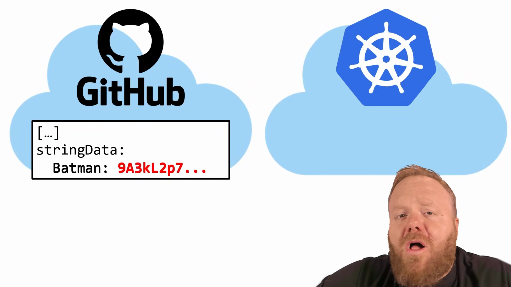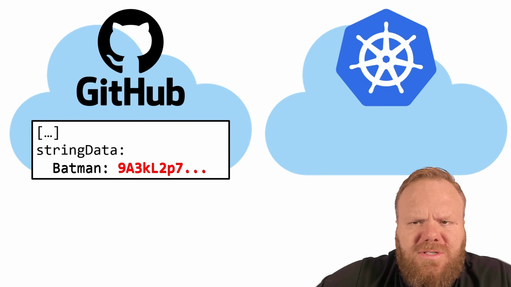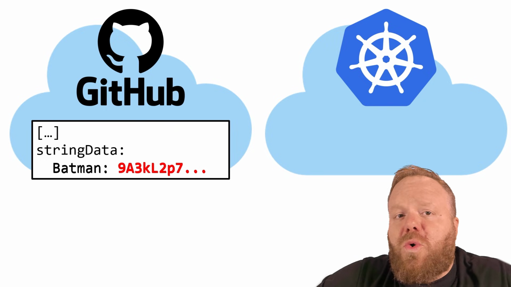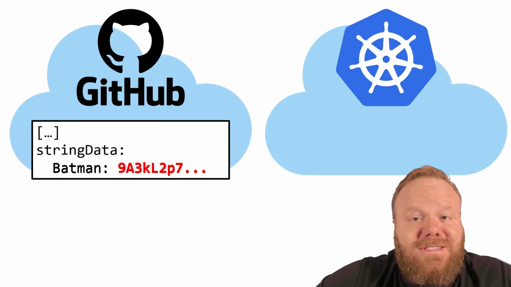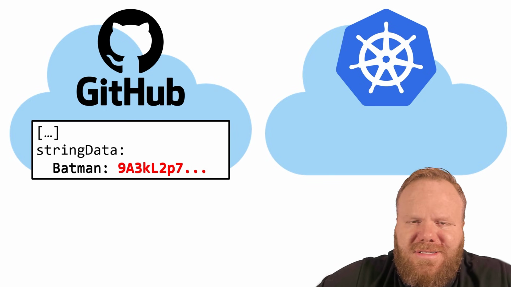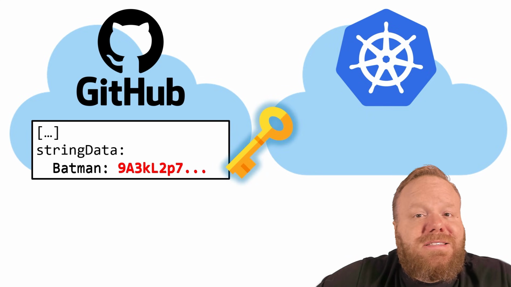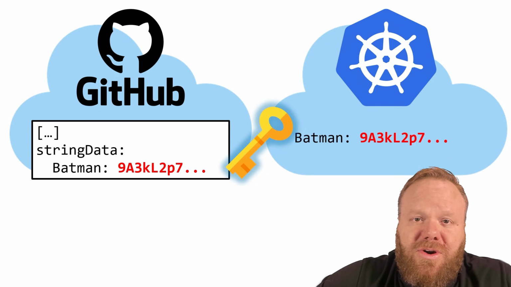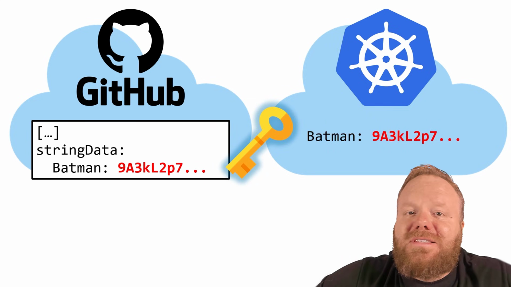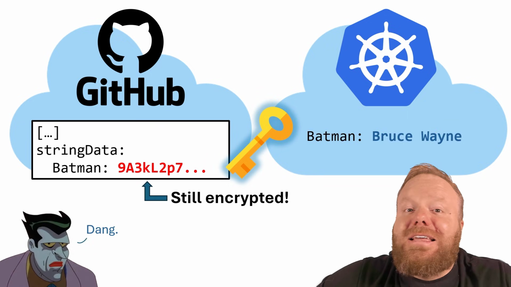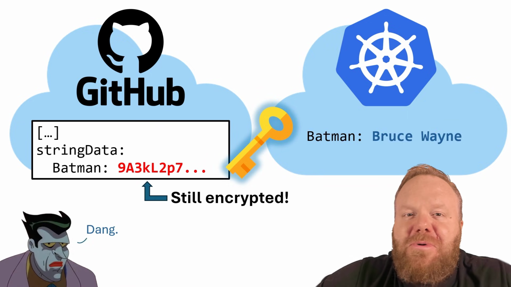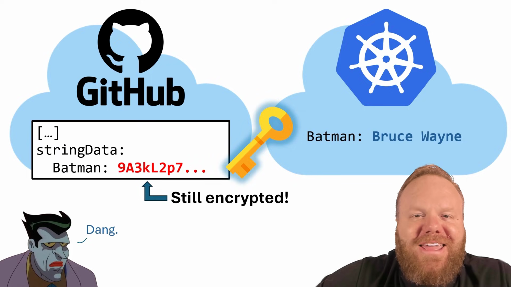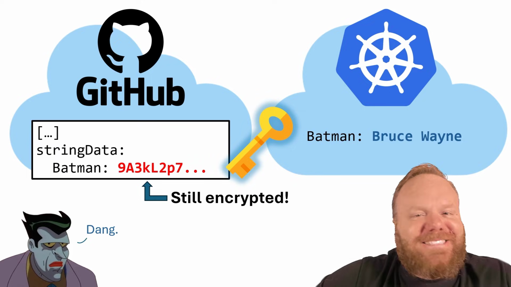So when we've got all of this set up, here's the way that it's going to work. We can still enjoy the version control and storage of GitHub, while sensitive data and only sensitive data is encrypted. And when it's time to build that secret inside of our cluster, we have a key that allows us to decrypt it, sending the plain text to the cluster, but still keeping things encrypted and secure in Git. Let's get this set up.